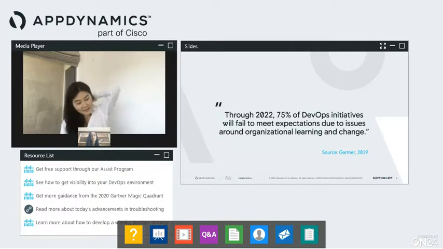And like I said, not surprising that you may think about the people as secondary, but in reality, what you need to do is laser focus on the people-related aspects of DevOps. That will really determine the success or the failure of any DevOps initiative within your teams and organization.